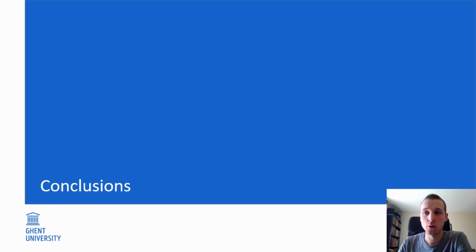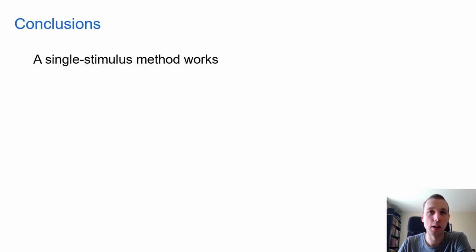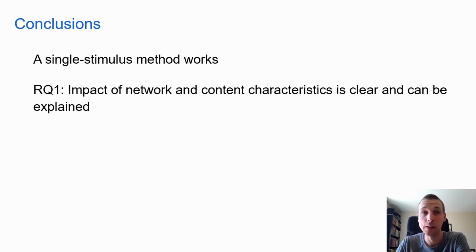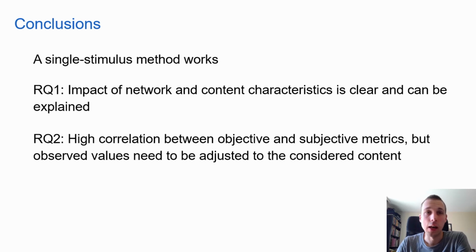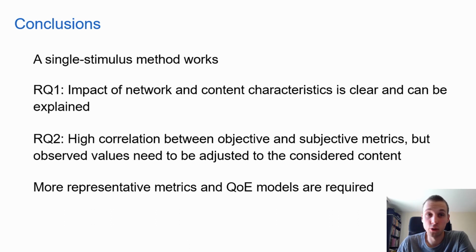So to conclude this brief talk, we got consistent responses without the presence of ground truth, which is good. We have single stimulus studies and those work. With regard to our first research question, the impact of network and content characteristics is clear. It is explainable. And with regard to the second research question, we can see that there's a high correlation between objective and subjective metrics, but the values need to be adjusted to the considered content. And thus, there's a need for more representative metrics and QoE models.